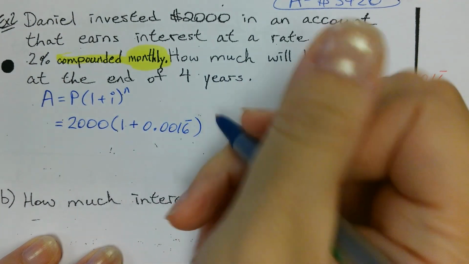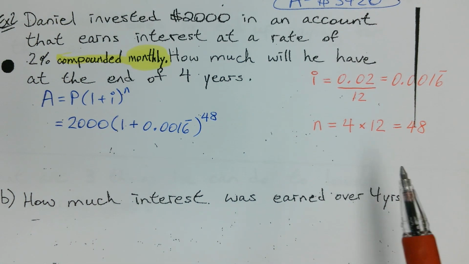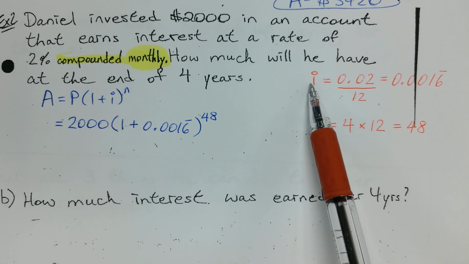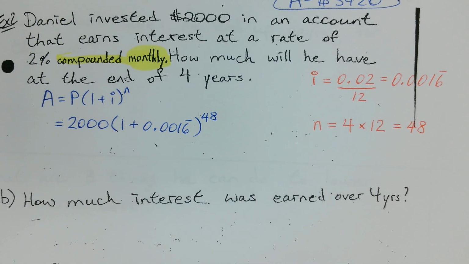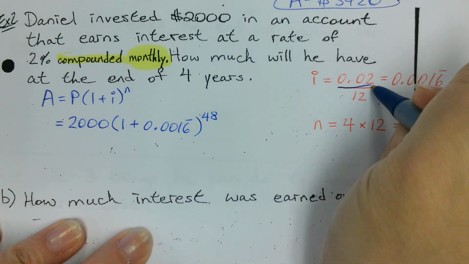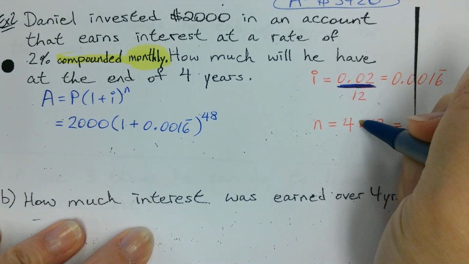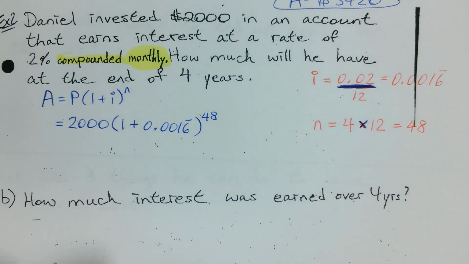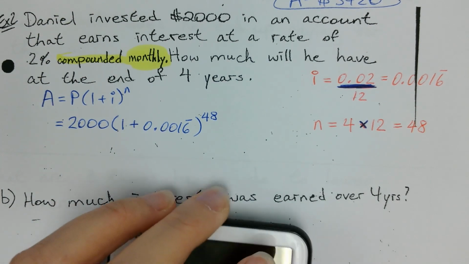Okay. If you want to memorize this instead of understanding it, for the i you always divide, and for the n you're always multiplying. Keep that in mind. You're always dividing, and then n, you're always multiplying. Okay, so now I can put this in the calculator.